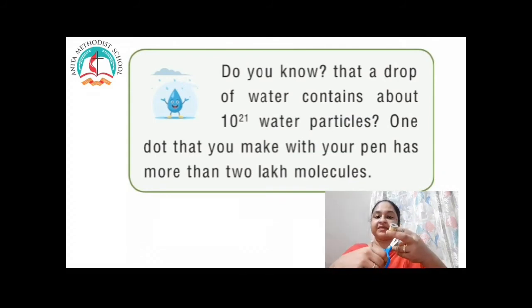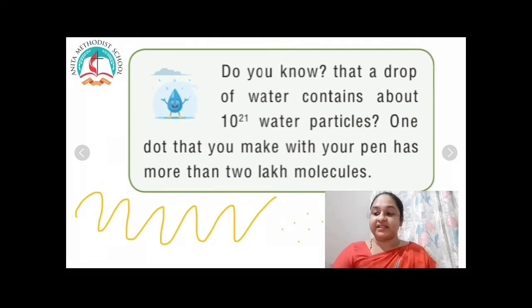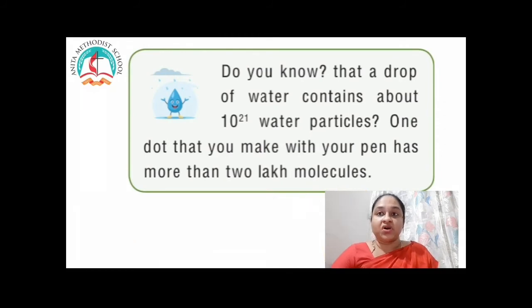I'm going to take a thread and start cutting it. You keep cutting the thread into smaller pieces and there will be a point where you are not able to cut the thread more, the smallest piece. That could be the point when we will reach molecules or atoms. Do you know that a drop of water contains 10 power 21 water particles? One dot that you make with your pen has more than 2 lakh molecules in it.